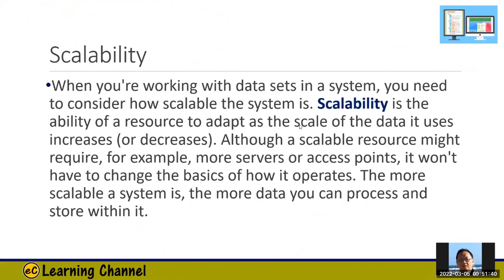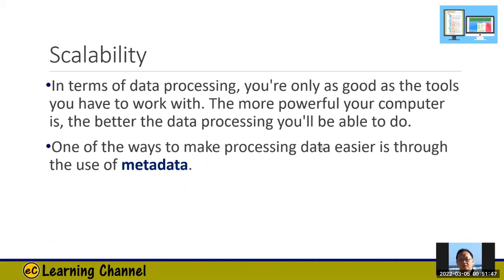With that, the whole system will be more scalable, more free in a way. One way that you can deal with scalability is through the use of metadata. Metadata is data about data. We talked about it last time.